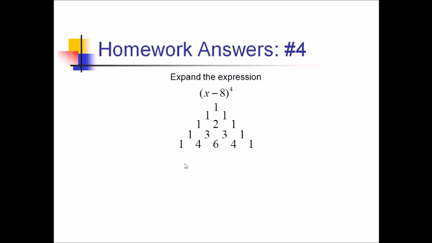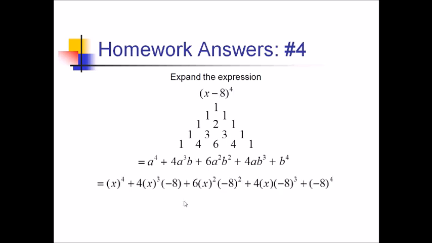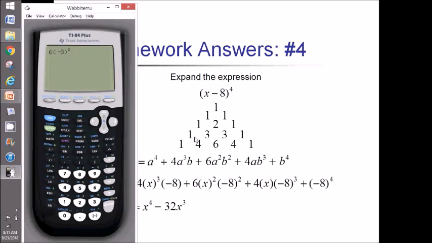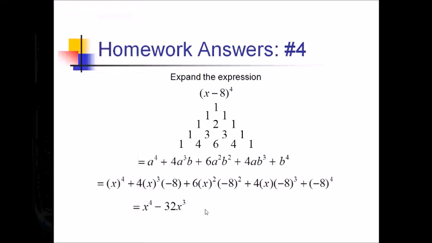So this will be 1a to the 4th, 4a cubed b, plus 6a squared b squared, plus 4ab cubed, and plus 1b to the 4th. For a, we've got x. And then for b, we're plugging in negative 8. Let's go through term by term now. So this is x to the 4th minus 32x to the 3rd. And then let's see, what's 6 times negative 8 squared? Calculator time. So that's going to come out to 384, and this will be an x squared.